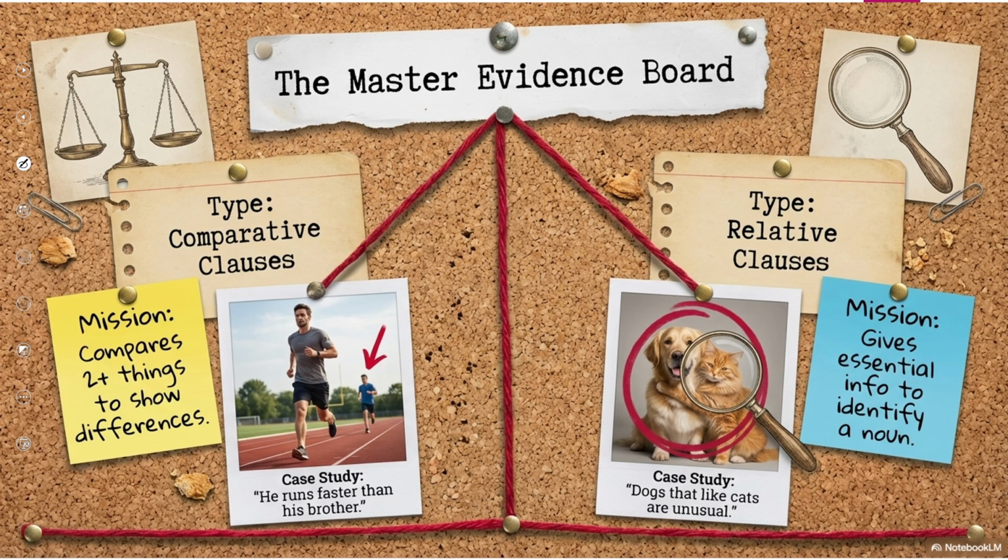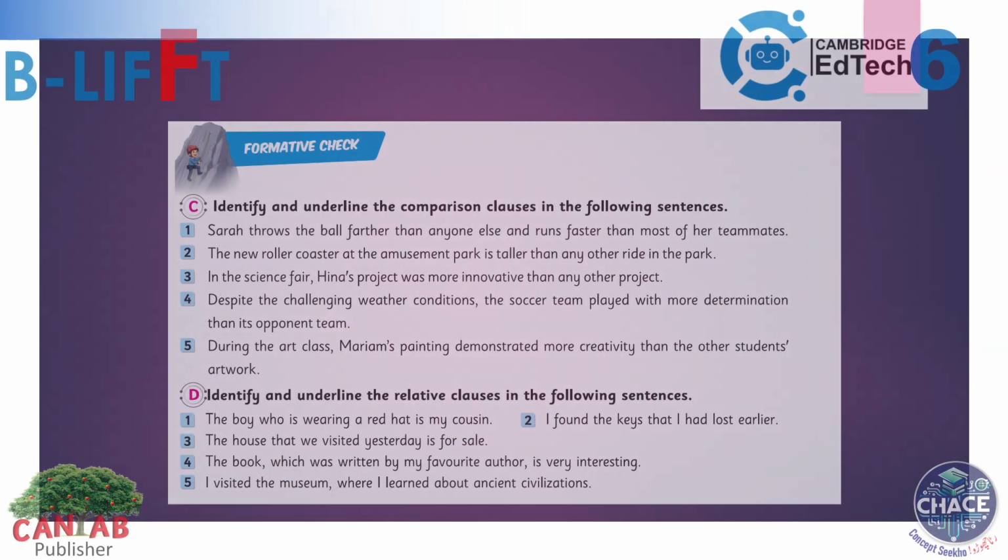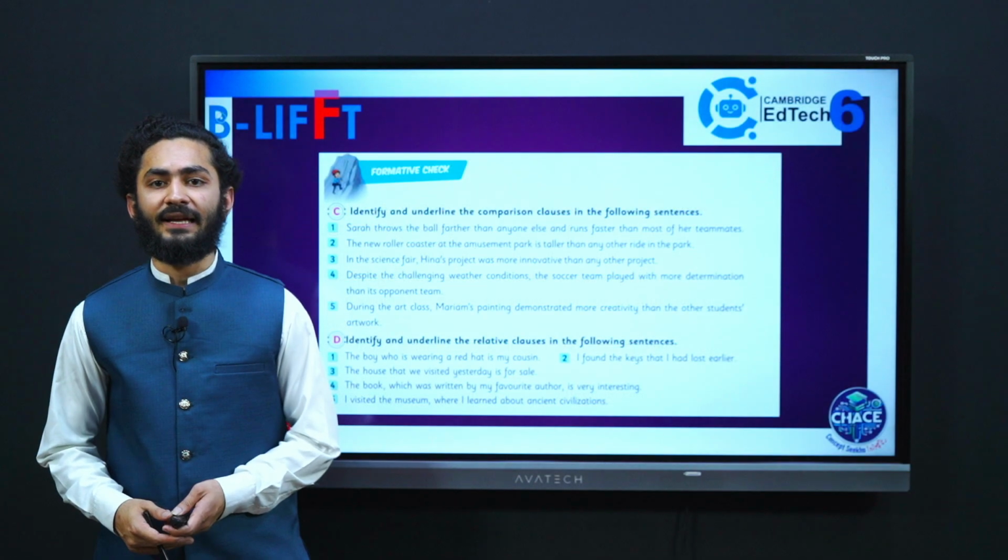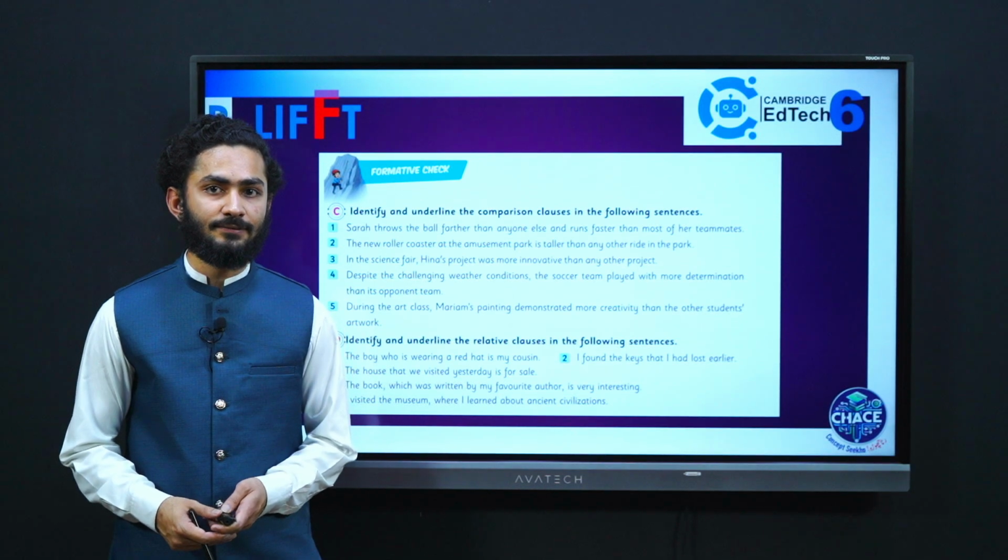Here we have another example, a type of comparative clause. The mission compares two things. Here's the sum up. First we have the comparative clause, then we have the relative clause. In the comparative clause we compare things, and in the relative clause we add extra information in a sentence by using a clause.